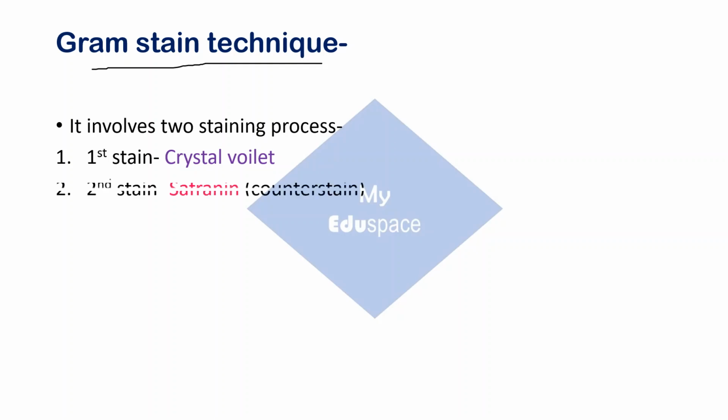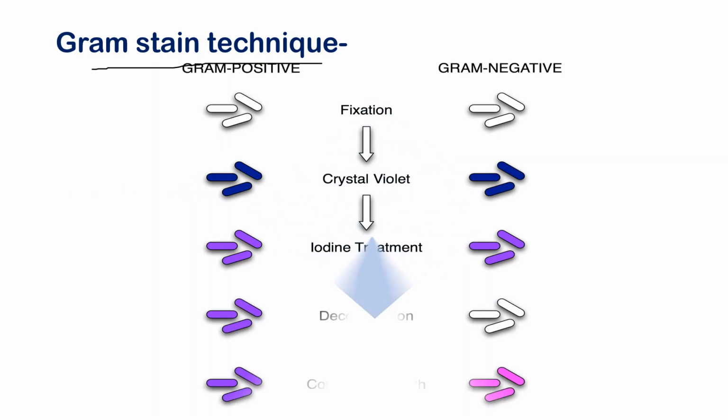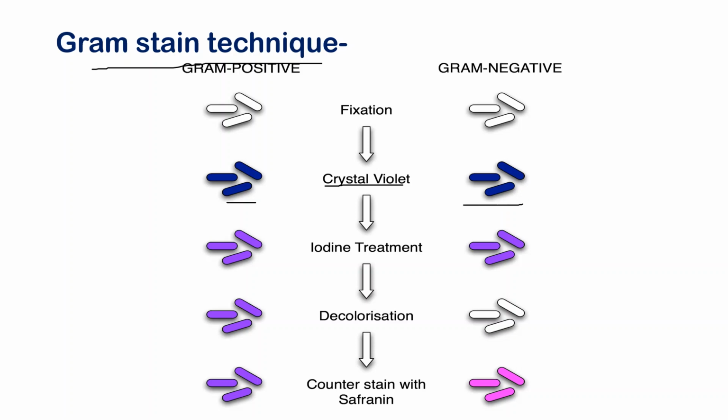So this is the pictorial representation of the gram stain technique. In the first step, we have to stain the bacterial sample with crystal violet. We stain the bacterial sample and all bacteria become violet or purple like this. In the second step, we stain this with iodine, which forms a complex with crystal violet and retains the violet or purple color. They retain the same color.